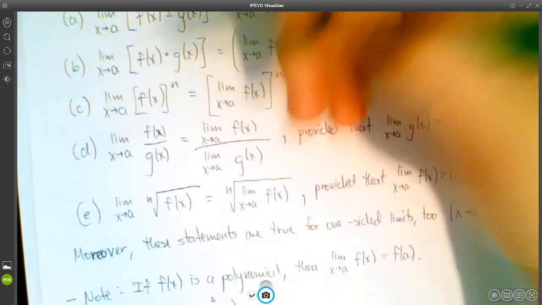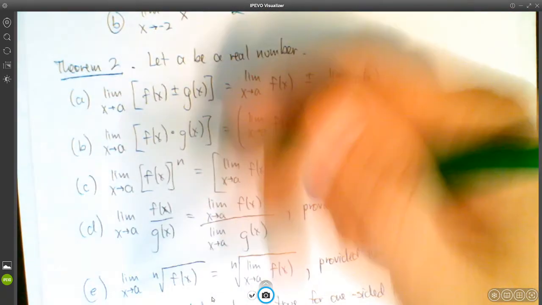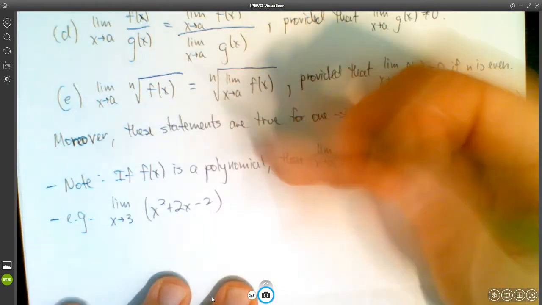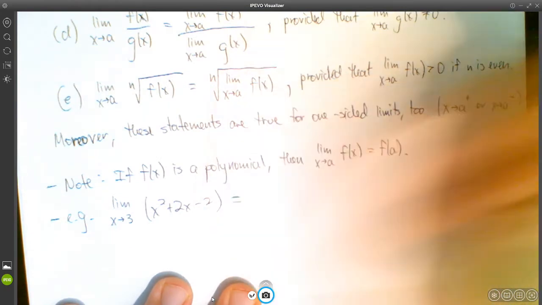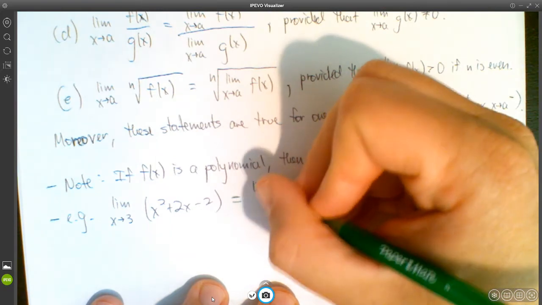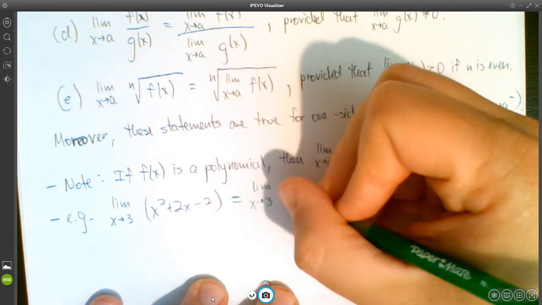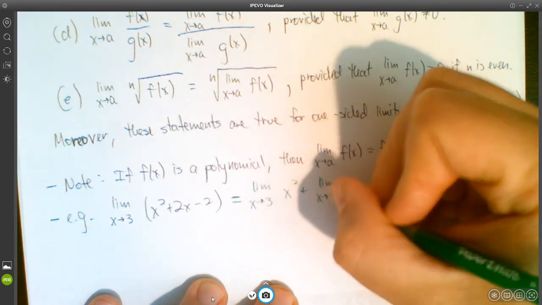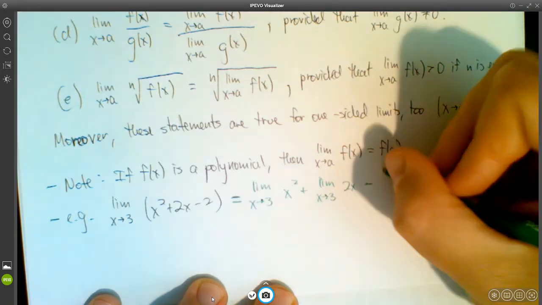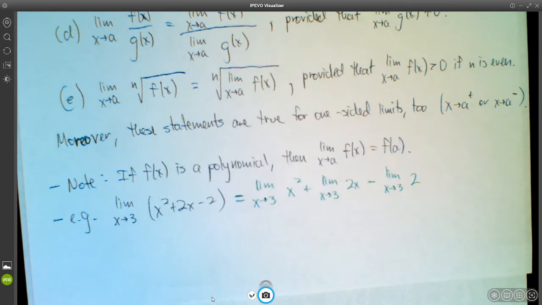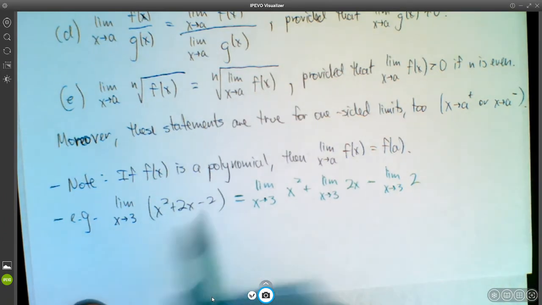Now, using these things that were stated in the theorem, using those as facts that we know now, we can rewrite this. We can say, well, first of all, this limit is going to distribute across all of this addition and subtraction. So I can rewrite this as the limit as x approaches 3 of x squared plus the limit as x approaches 3 of 2x minus the limit as x approaches 3 of 2, right? So I've just distributed the limit to each of these terms.